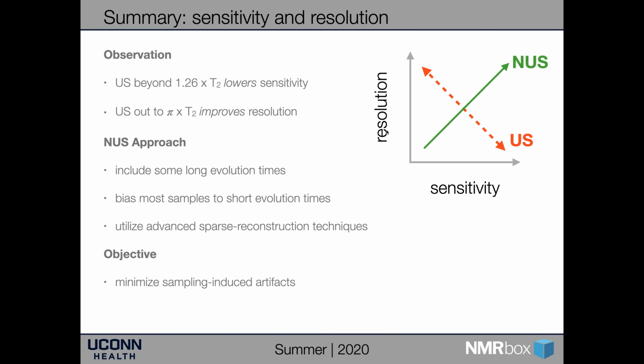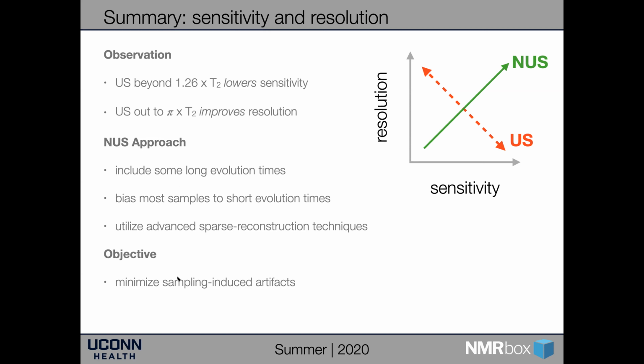Ultimately, what we're aiming to do is deploy non-uniform sampling in a way that lets us improve both sensitivity and resolution while reducing experiment time. And in order to meet these guidelines of including some long evolution times, but mostly sampling short evolution times, there are a lot of ways to do that. So we're going to try to constrain ourselves to pick approaches that meet these objectives while minimizing the sampling-induced artifacts.